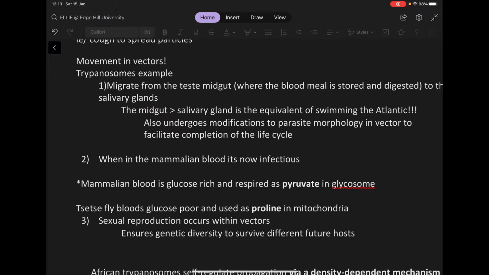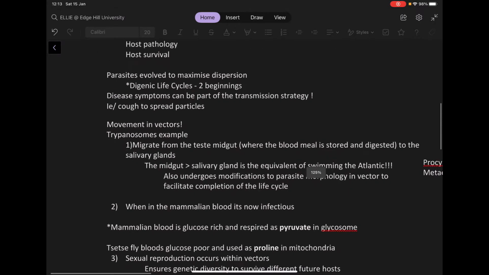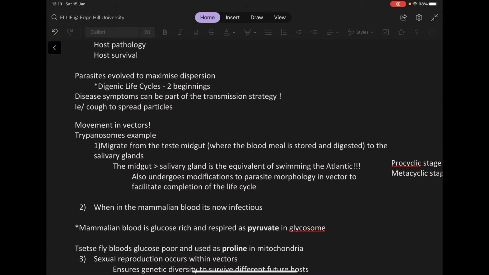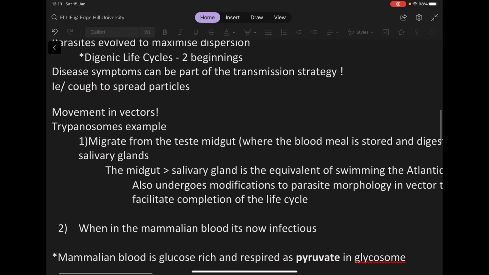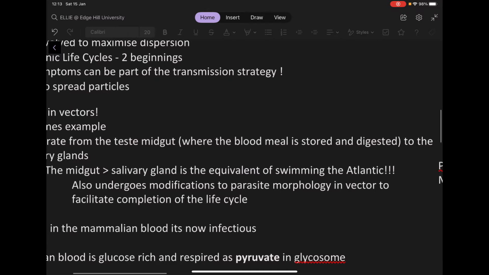So, how do parasites actually move about in the vector? So this is like the mosquito or the tsetse fly. I'm going to use the example of a trypanosome, how they move through a vector. They originate in the midgut, where the blood meal's stored after the tsetse fly takes a blood meal, takes up the parasite, and then it'll go to the midgut.